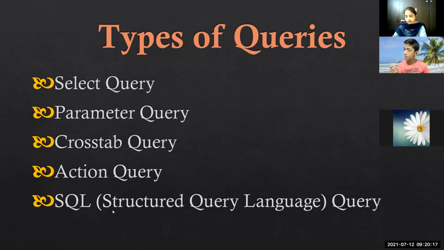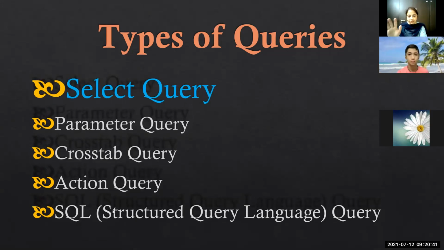Look above Figure 5.1. Microsoft Access provides various types of queries: select, parameter, cross-tab, action and SQL queries. Underline the types of queries. Out of all these queries, we will use only the select query. Practically, for the time being, we will use only the select query. Okay.